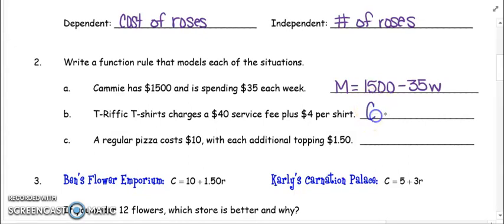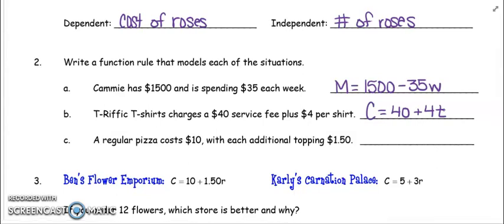Part B, Terrific T-Shirts charges a $40 service fee plus $4 per shirt. So let's talk about our cost here. Originally, our starting point is at $40, and then they charge $4 for every T-shirt. Okay, C is equal to 40 plus 4T.